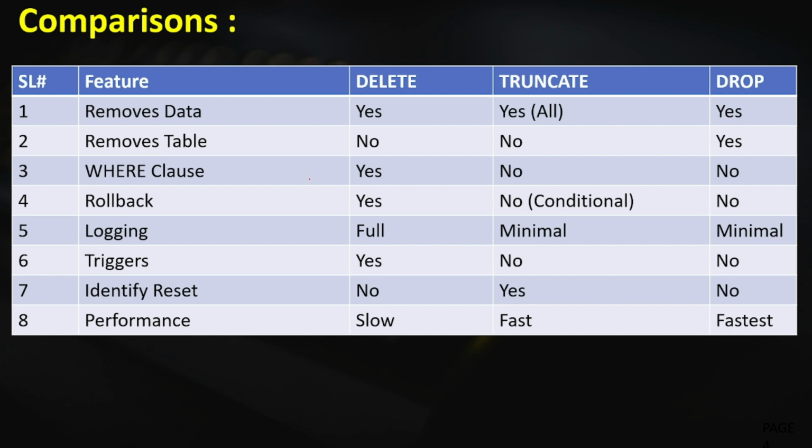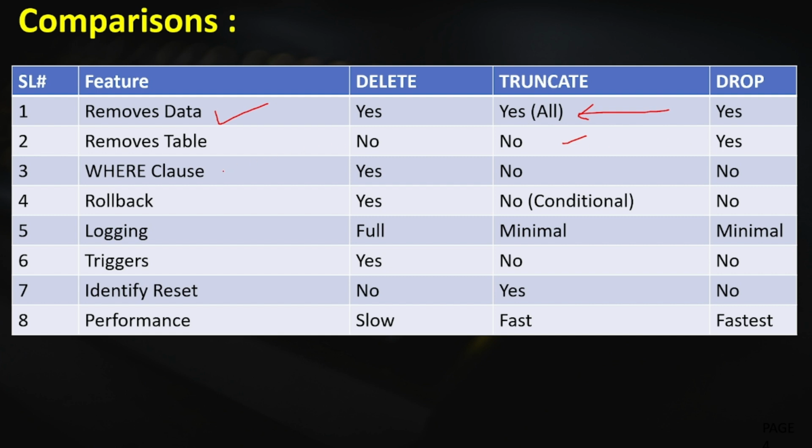I have categorized the things into a couple of features. The first feature is removes data. In data removal, if we are using delete, this removes data. If we are using truncate, this removes data, but all the data. There is no provision that, for example, I can delete only a couple of records out of the total. Drop also deletes all the data. Second feature is remove table. Delete doesn't remove the table, truncate doesn't remove the table, but drop removes the table.